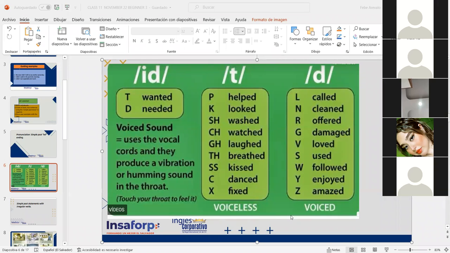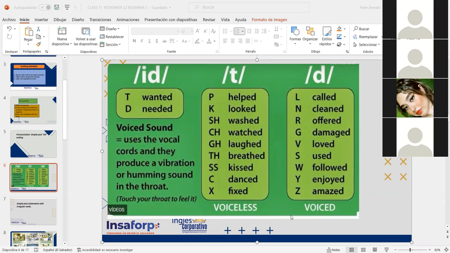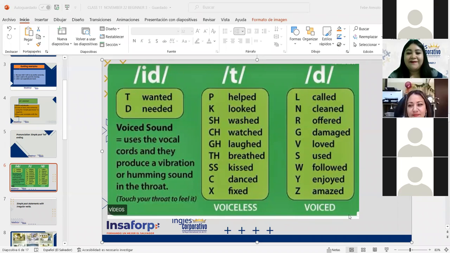Action, Isis. Tell me the verbs. Okay. Wanted, needed, helped, looked, watched, loved, breathed, kissed, danced, fixed, called, cleaned, offered, damaged, loved, used, followed, enjoyed, amazed. Amazed. Excellent. Very good. Thank you, Isis. Excellent. Thanks. All right. Let's go to this one, girls.